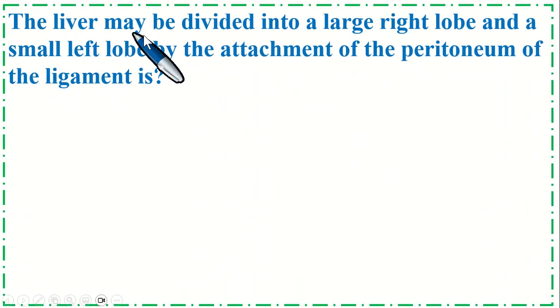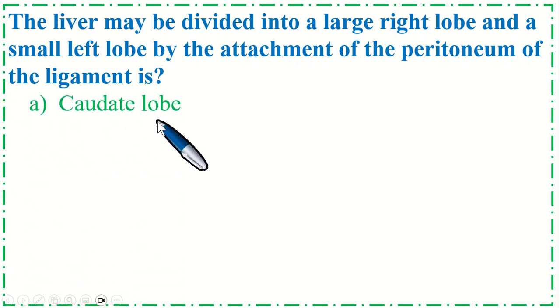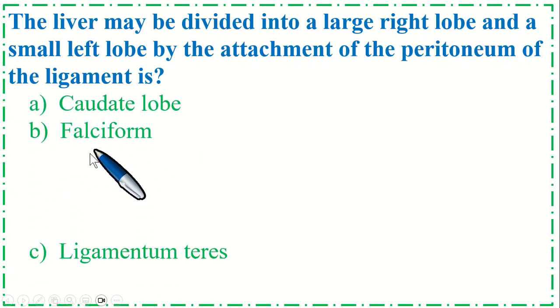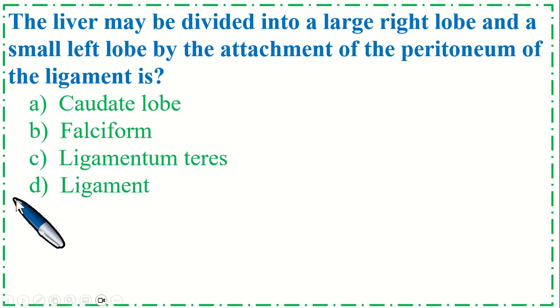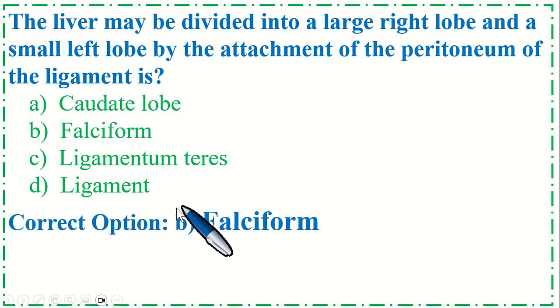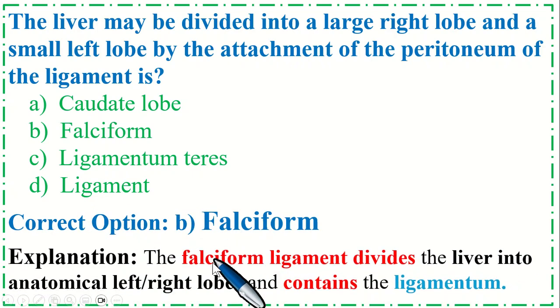The liver may be divided into a large right lobe and a small left lobe by attachment of the peritoneum of the ligament. Is it option A, caudate lobe; B, falciform; C, ligamentum teres; and option D, ligament. So the correct option is B, falciform. The falciform ligament divides the liver into anatomical left and right lobes and contains the ligamentum teres.